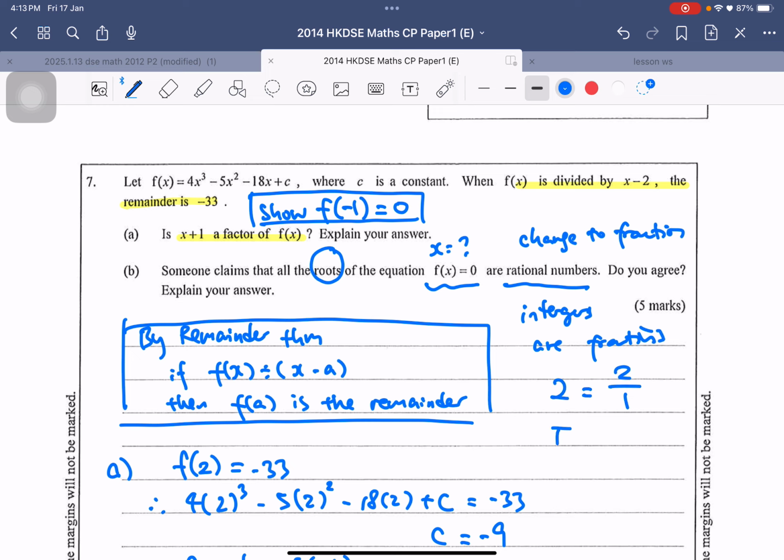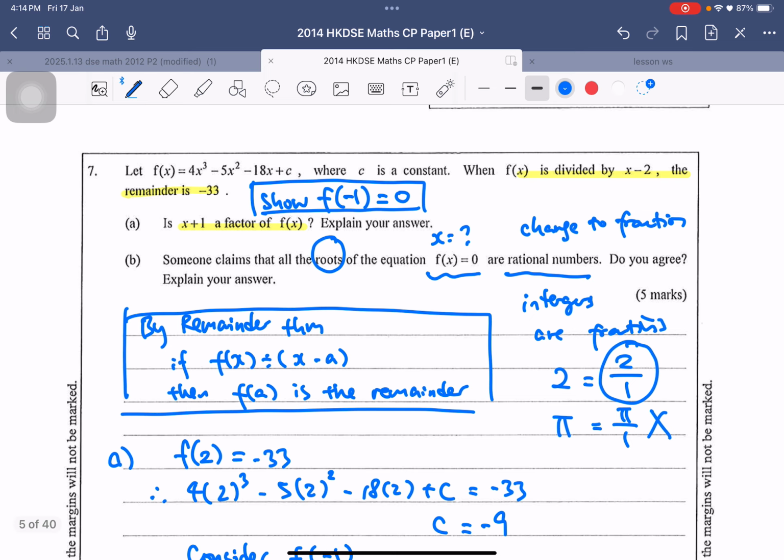Okay? Is pi a fraction? Pi can be written as pi divided by 1. Is this the same as rational? There is one more constraint. The fraction, no matter the denominator or the numerator, they must be integers. Is pi an integer? So this is not a fraction. Understand? Okay? Fraction, but there's a constraint. The numerator and the denominator must be integers. Okay? So now we're trying to solve this equation.